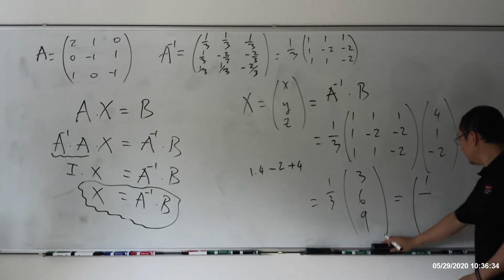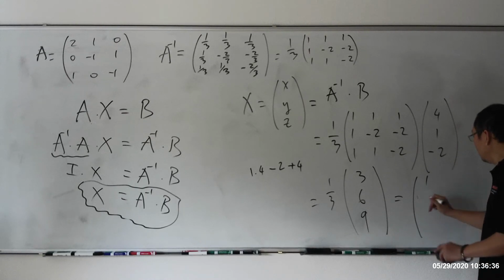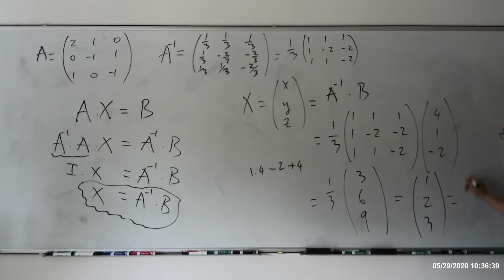1, 2, and 3. And what does that mean? X is 1, Y is 2, and Z is 3.